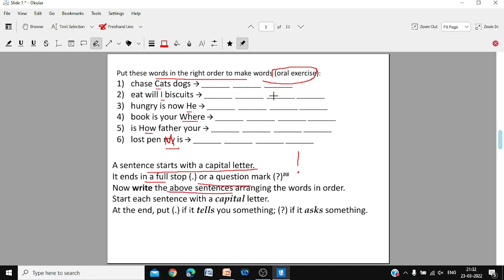First you did it orally. Now write the above sentences, arranging the words in order, and start each sentence with a capital letter. Important. At the end, put a full stop if it tells you something, like I will eat biscuits, or my pen is lost. And put a question mark if it asks you something, like where is your book? How is your father? If it asks a question, then you'll put a question mark. Otherwise, you'll put a full stop. Now, do the same thing in writing.